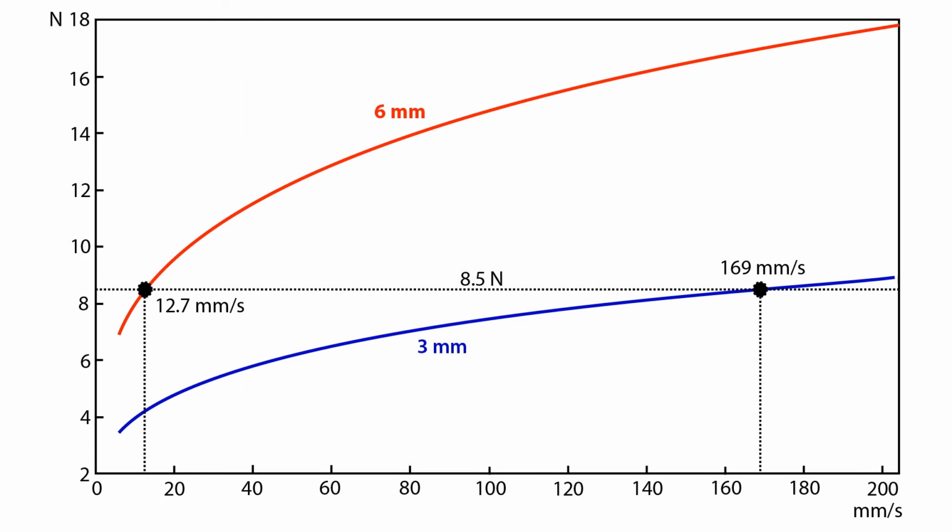The following example is intended to demonstrate that it is most cost-efficient to reduce the infeed and increase the feed speed or the chip width. At the maximum router force of 8.5 Newton, the following feed speeds are possible. With an infeed depth of 6 mm, the feed speed is 12.7 mm per second. With an infeed depth of 3 mm, the feed speed is 169 mm per second. You see, routing with multipass is significantly faster than routing without.